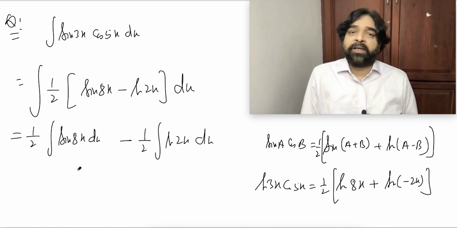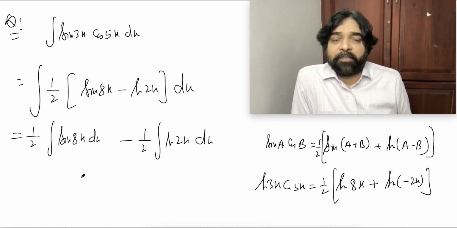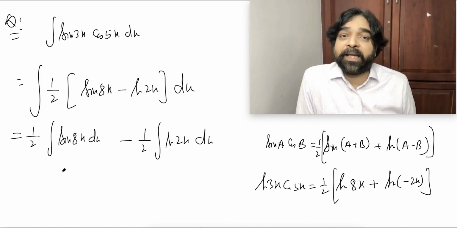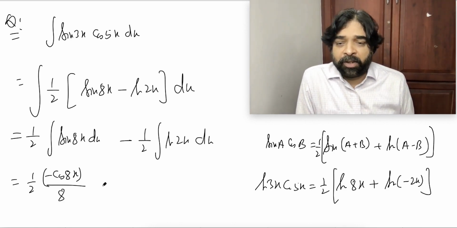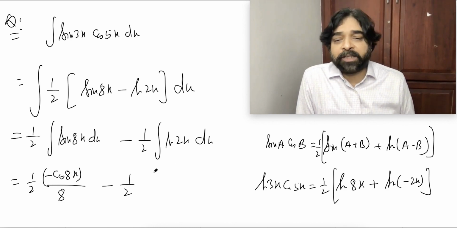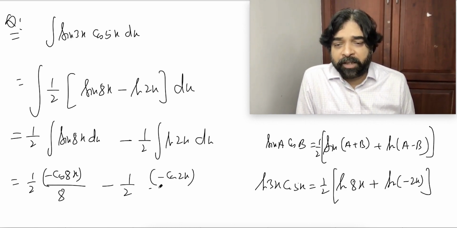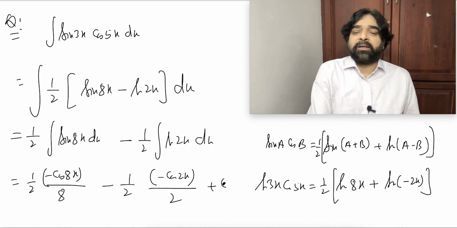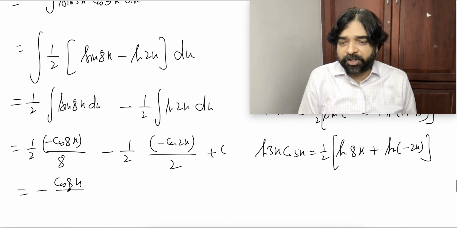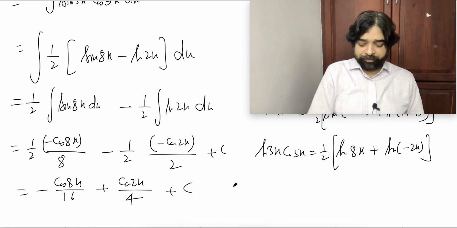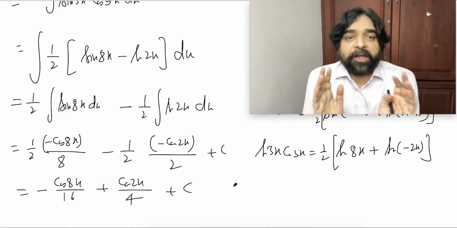2x dx. The integration of sine 8x is what? Minus cos 8x divided by 8. So that will become 1 by 2 into minus cos 8x divided by 8, minus 1 by 2 into the integration of sine 2x, which is minus cos 2x by 2, plus c. Some beautification you have to do. So that will become minus cos 8x by 16, and here minus minus becomes plus cos 2x by 4 plus c. This will be the answer. I'm sure it's clear to everybody.